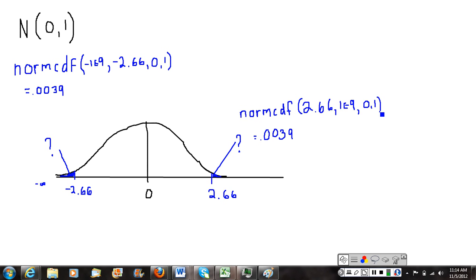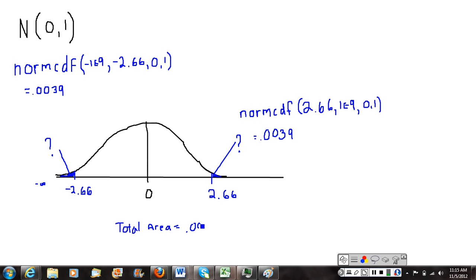So are we done yet? Well, almost. To find the total area in blue here, we're going to add those two areas together. So the total area, sorry, writing on this is not the easiest thing. The total area in blue is going to be 0.0039 plus 0.0039.